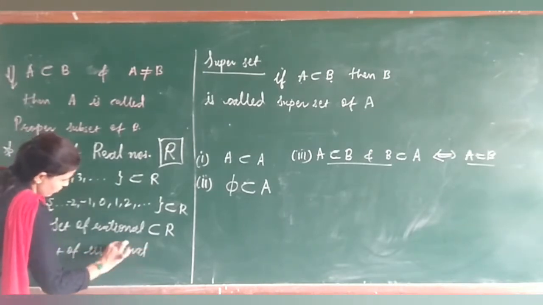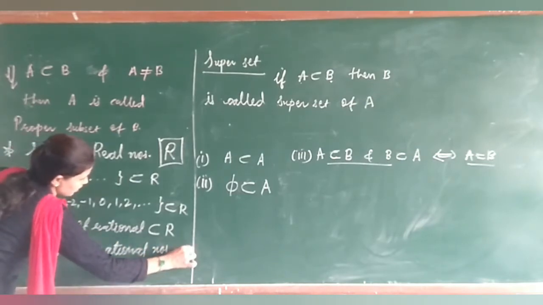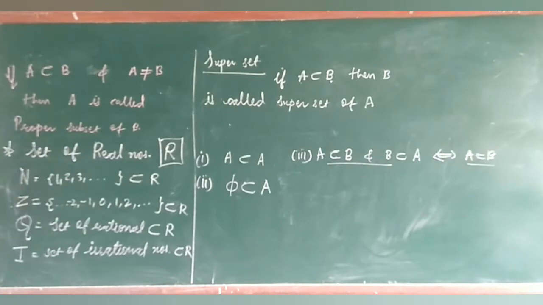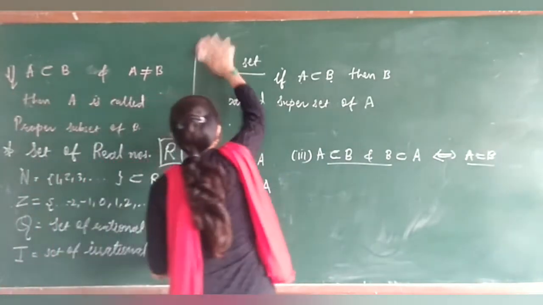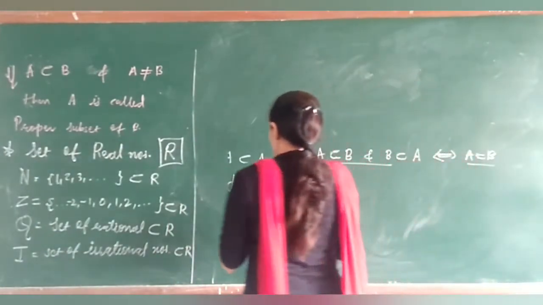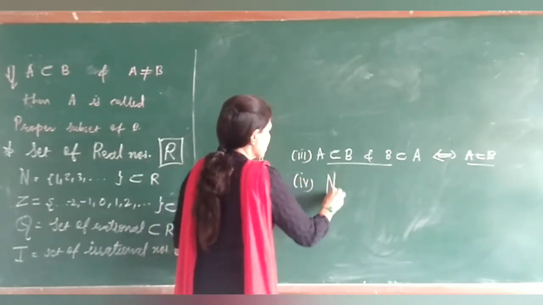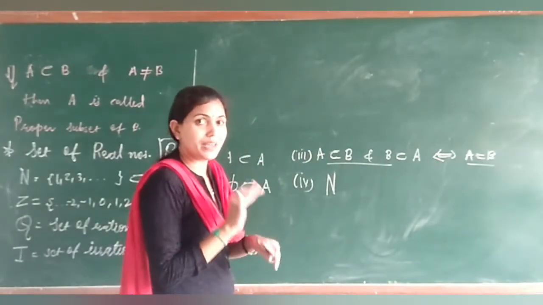Set of irrational numbers is also a real number. So this is also a subset of R. If I want to write it in a sequence, the first and smallest set among the numbers will be N.